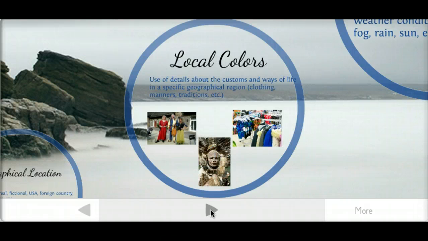The next technique is called local colors, the use of details about customs and ways of life in a specific geographical region. For example, they could describe the clothing, the manners, or the traditions of that area.